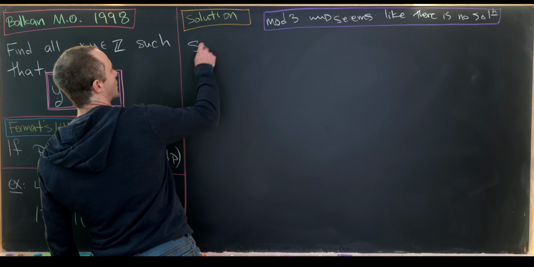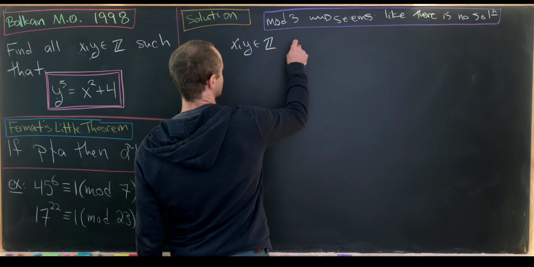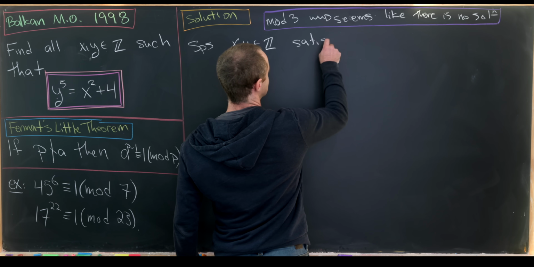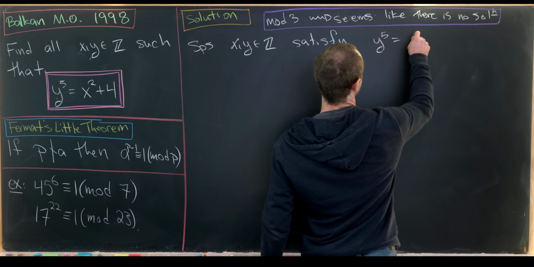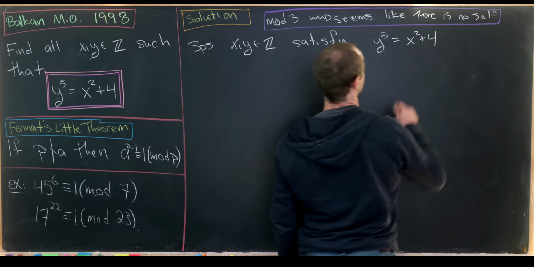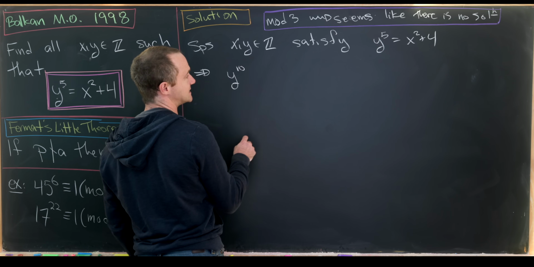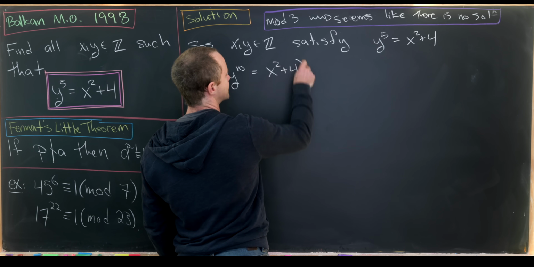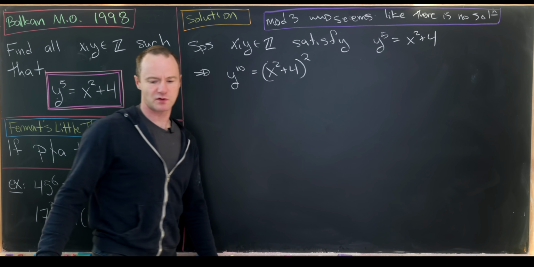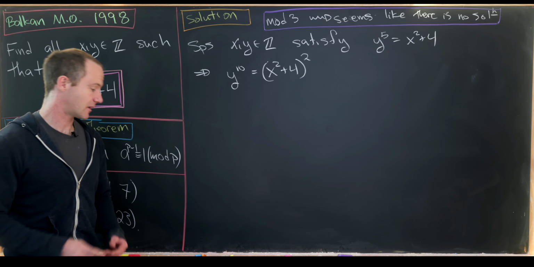So let's maybe work towards that. Let's suppose x and y are integers, and they satisfy this equation here: y to the 5th is the same thing as x squared plus 4. Now let's square both sides, and we'll get y to the 10 is equal to x squared plus 4, squared. I won't multiply that out. As we'll see, it won't be advantageous to multiply that out.